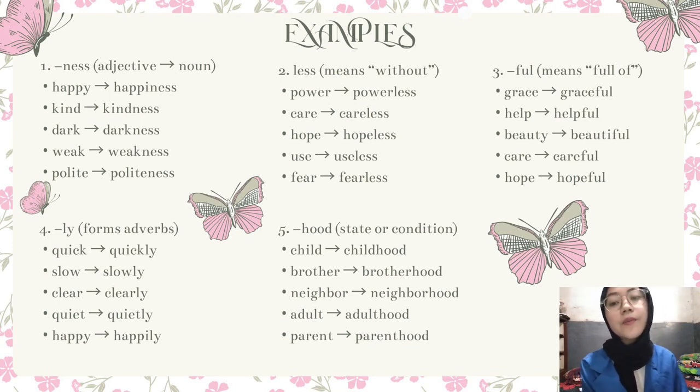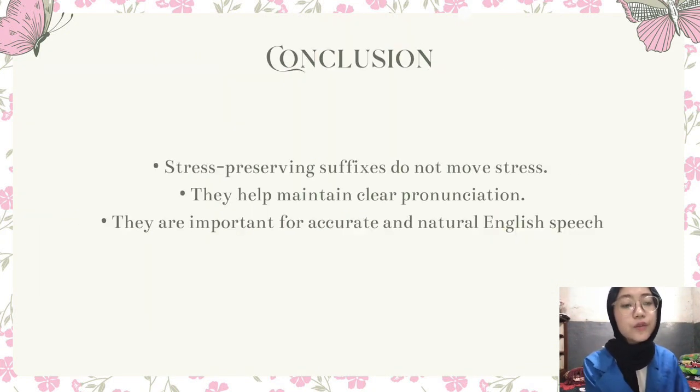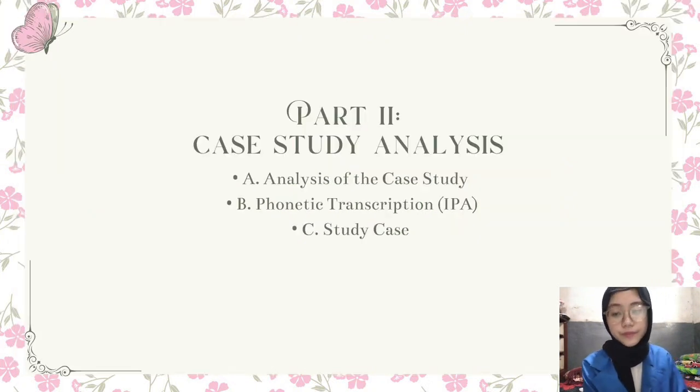And number 4 is for adverbs. Quick becomes quickly, slow becomes slowly, clear becomes clearly, quietly, happily. And then the last is -hood, state or condition. Child, childhood, brother, brotherhood, neighbor, neighborhood, adult, adulthood, and parent, parenthood. So in all these examples, the stress remains in the same position. So in conclusion, stress-preserving suffixes do not change the stress of the base word. They help learners pronounce words clearly and naturally while expanding vocabulary.